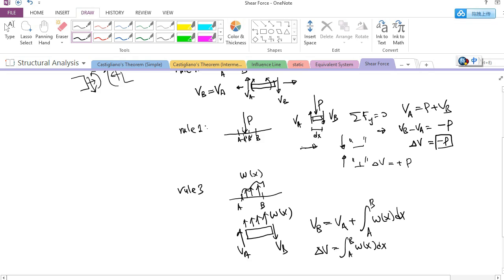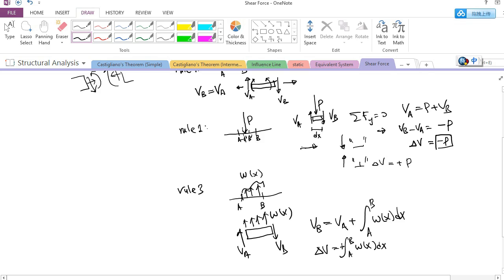Again, how do we decide whether this is a positive or negative change? It depends on the arrow. If the arrow is pushing upward, then the change will be positive. If it is downwards, it means that the change is negative.